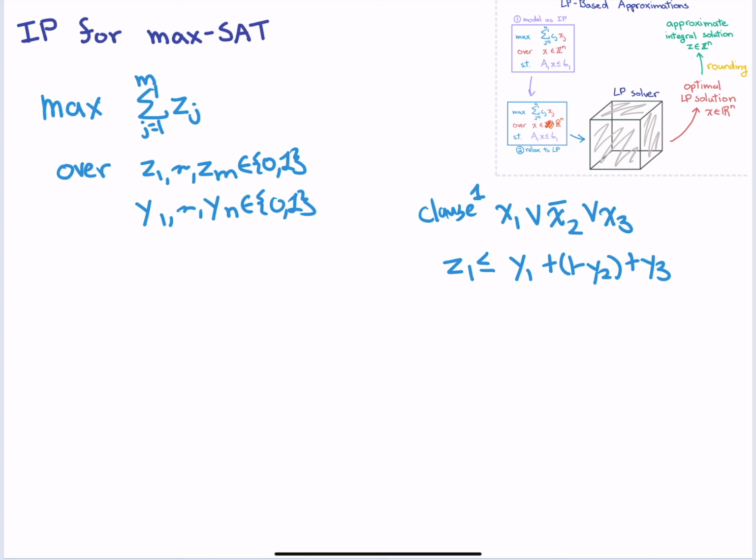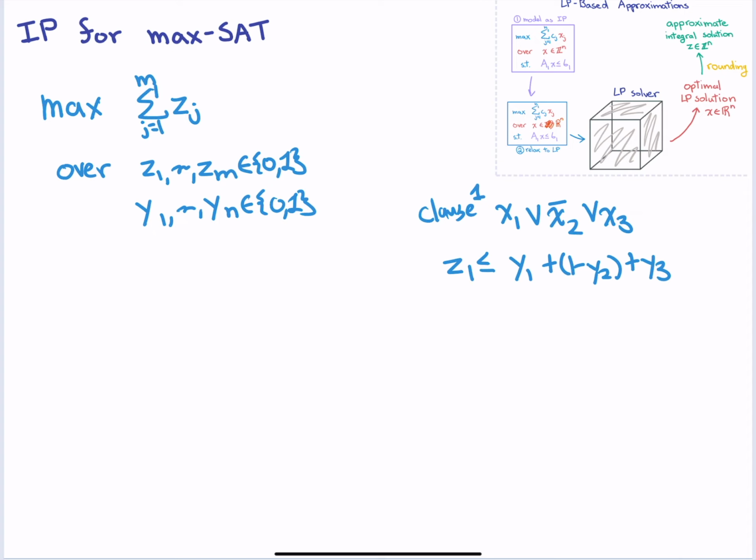And this is saying, okay, if I want to set z1 to be 1, meaning I satisfy clause 1, then I have to either set x1 to be true, in which case y1 will give me 1 point, or I have to set x2 to be false, in which case 1 minus y2 will give me 1 point, or I have to set x3 to be true, in which case y3 will give me 1 point, right? So that's the idea. So we can sum over.